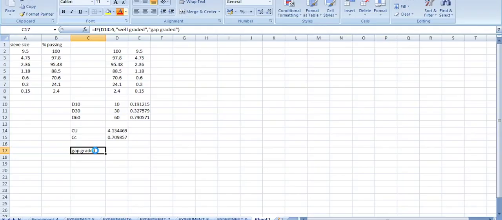So that is how we have these things play out. So anytime this thing is less than 5, the system will tell us that the soil is gap graded, or well graded. So with this, you have done your soil classification system.